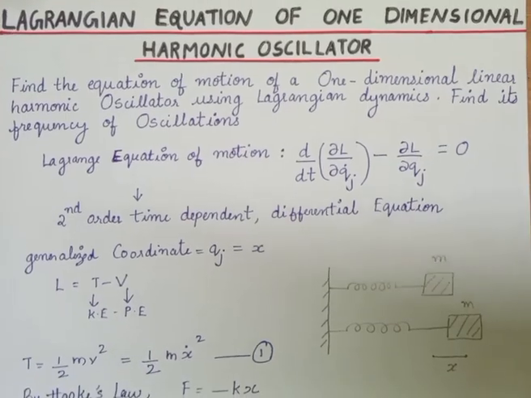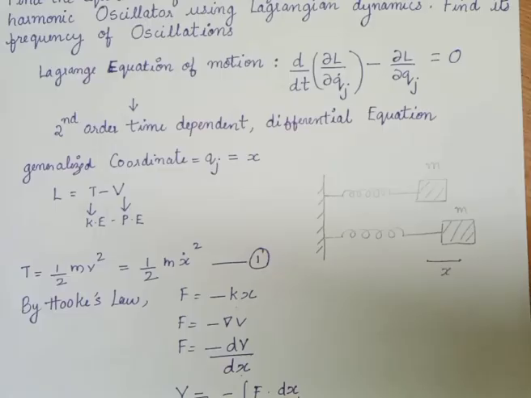The basic figure of a spring due to elongation can be drawn here, where x is the elongated length of the spring when it is loaded with a mass m. T equals half mv square, which can be written as half m x dot square, and x dot is the generalized velocity. This is equation number 1.